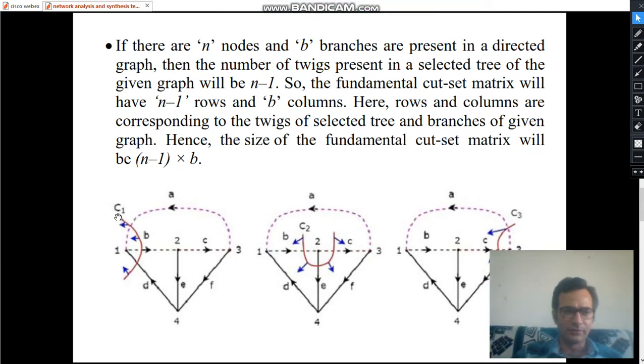So here if I consider cut set 1, then how many branches are there? 3: 1, 2, 3. So this is in the same direction. Direction of this is in the same direction. So D and A are in the same direction, but B in opposite direction.